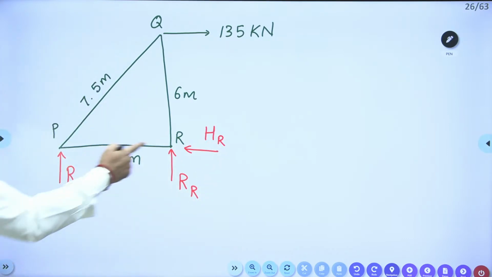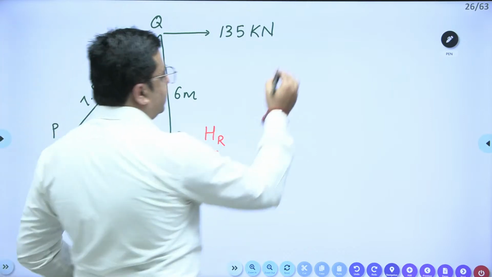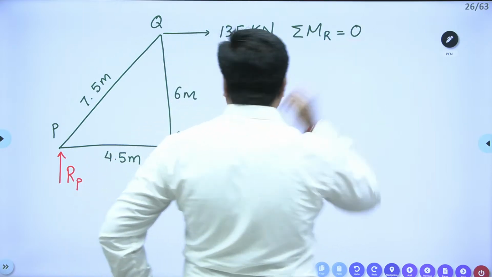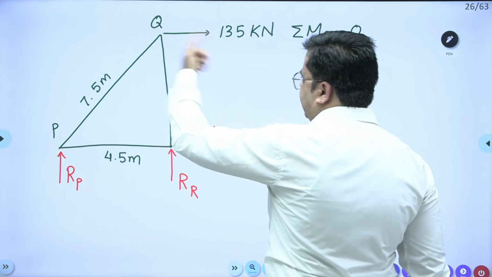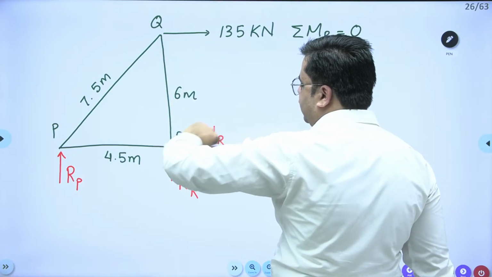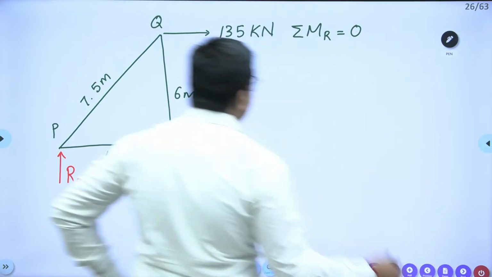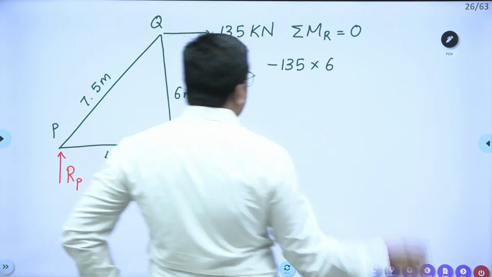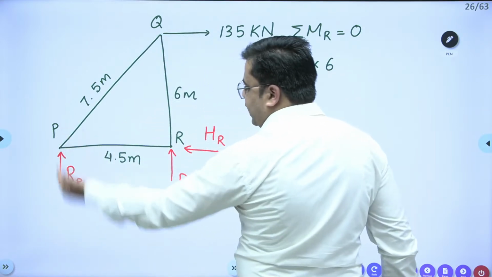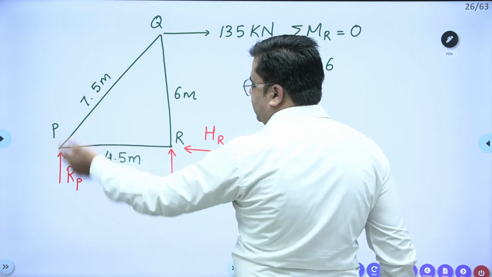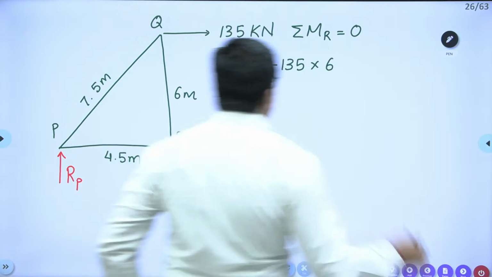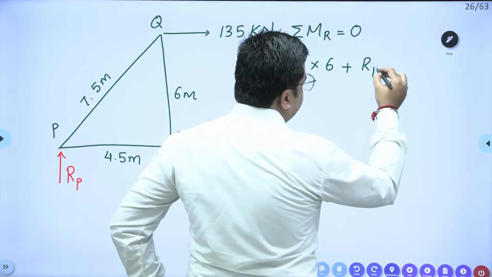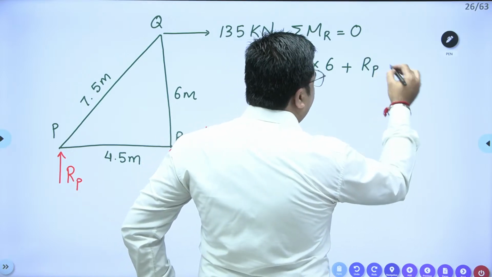Taking the moment about R to be 0, summation of moment about R equals 0. I have an anti-clockwise moment due to this 135 kilonewton load, so minus 135 into 6. Again, I have assumed this RP in the upward direction, so this is also clockwise: RP into 4.5.